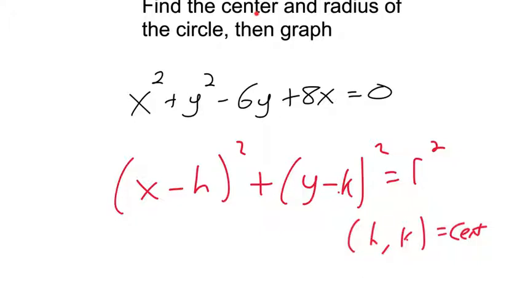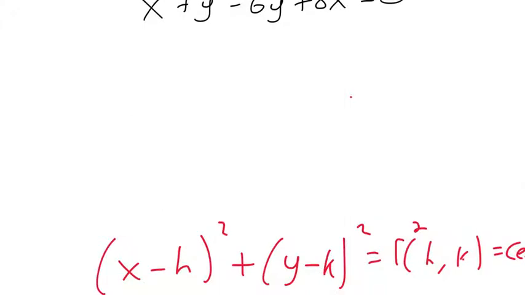That way we can identify the center and the radius of the circle, and then it'll be way easier to graph. So before we do that, we need an x minus something squared in parentheses. To make that happen, we've got to be able to factor the x terms to come out to be a perfect square trinomial.